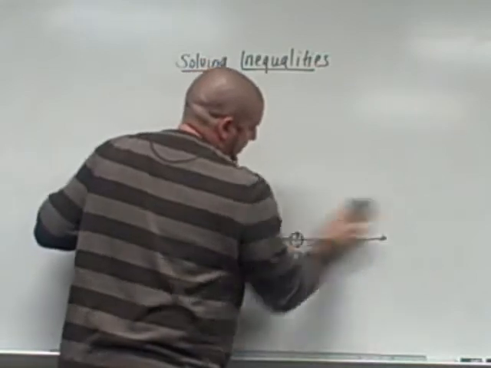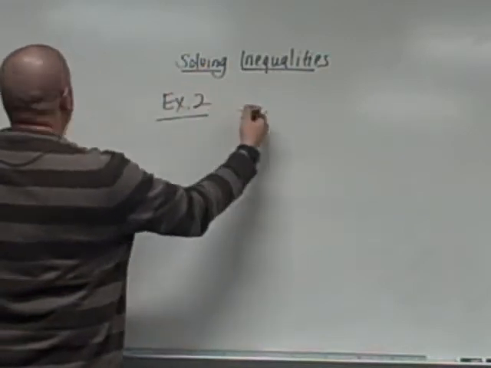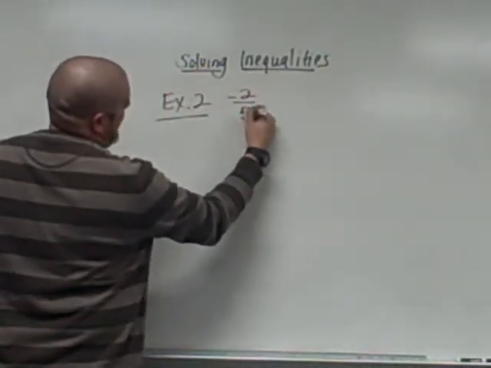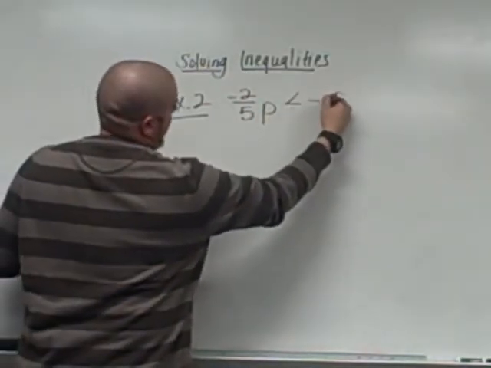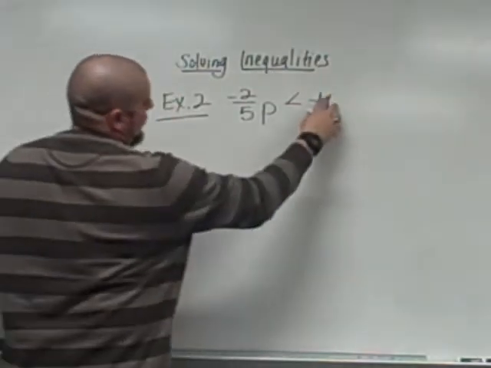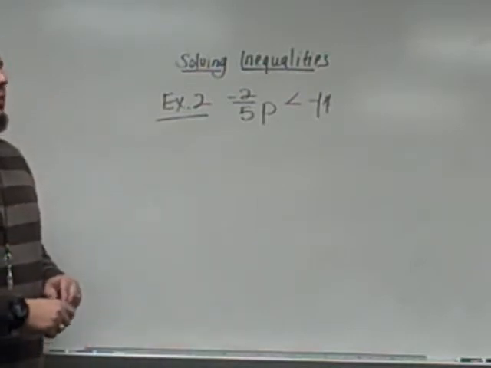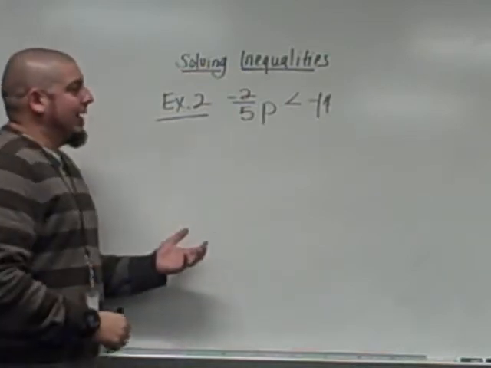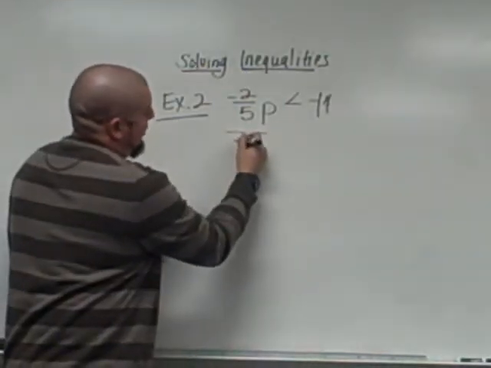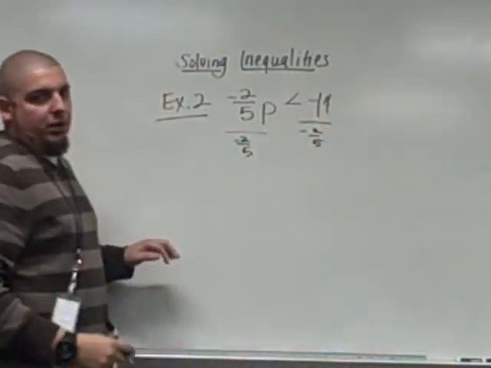Let's look at our next example. Our next example is negative 2/5 p is less than negative 14. And this is our dreaded fraction. I know you guys hate fractions, but you still have to know how to do them, so we need to keep practicing these. If I want to solve for p, in your calculator, you can divide both sides by negative 2/5, and it'll work for you.